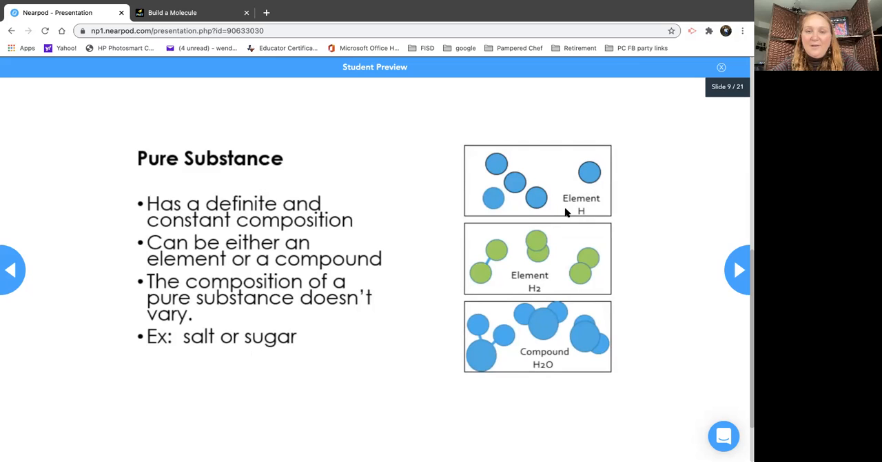Hydrogen is an element and it is a pure substance. H2 is 2 hydrogen and it is a pure substance. And H2O is your pure substance of water. Its composition is always H2O.